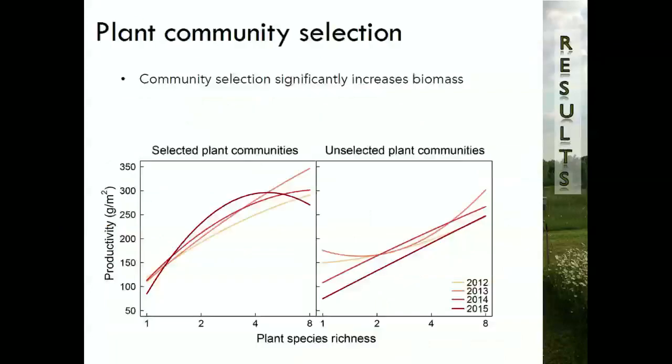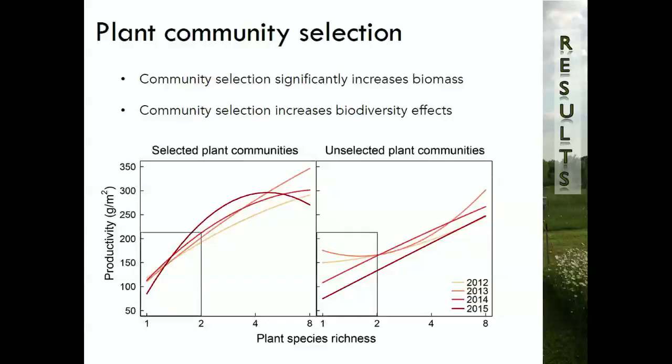So these are the results for the above ground selection. What we found is the community selection generally increases biomass. So these old plant communities generally were more productive. But what we also found is that this community selection treatment actually increased the biodiversity effect. So especially when we go from monocultures to 2 species, these slopes here are much steeper than they are here for the unselected plant communities.